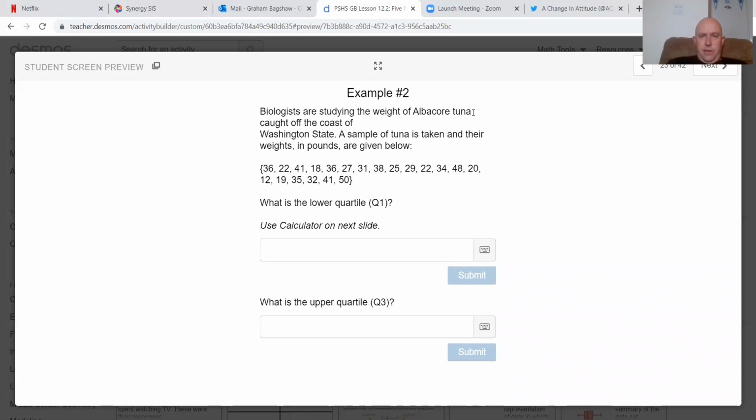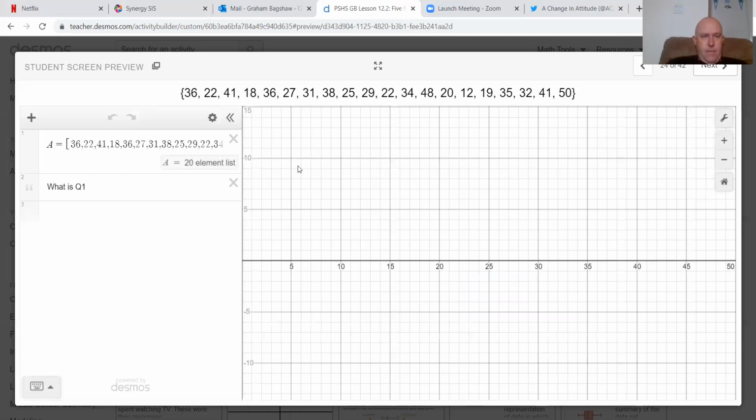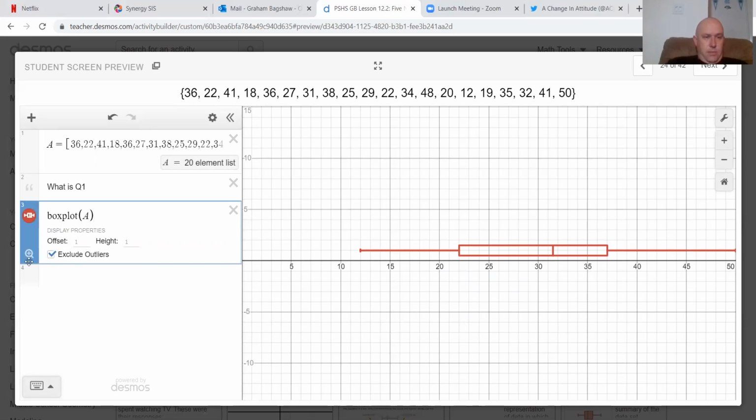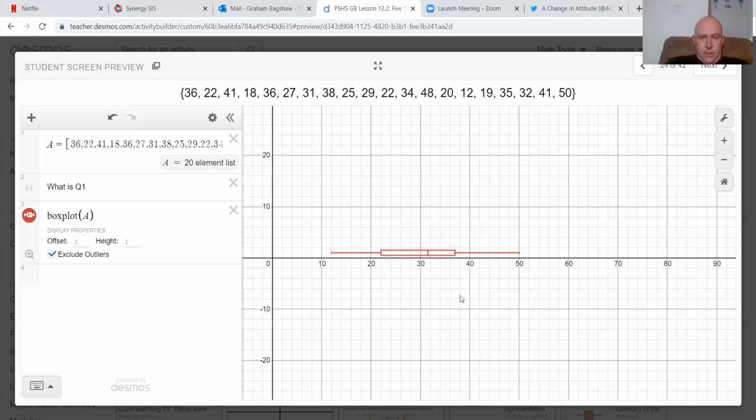So biologists are studying the weight of albacore tuna caught off the coast of Washington State. A sample of the tuna is taken and their weight in pounds are given below. What is the lower quartile and the upper quartile? So clearly, if we want to find these, we want to look at the box plot. So let's go to the next slide. I already typed these ones in. So I just need to be able to see the picture now. So let's have a look at the box plot for A. I'm going to click on the little zoom thing there.